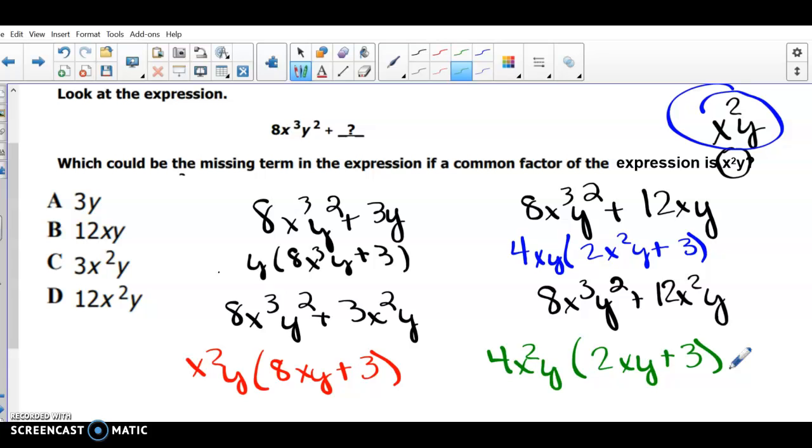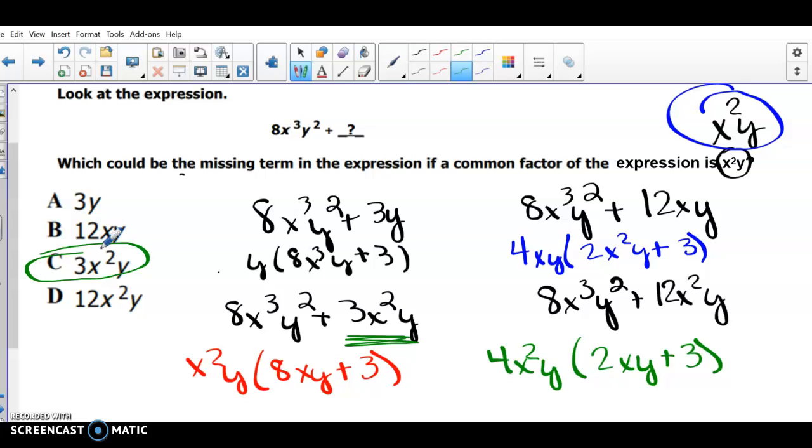Looks fairly close, but the only one where x squared y is a factor is when I add 3x squared y to it. So this is going to be my missing expression.